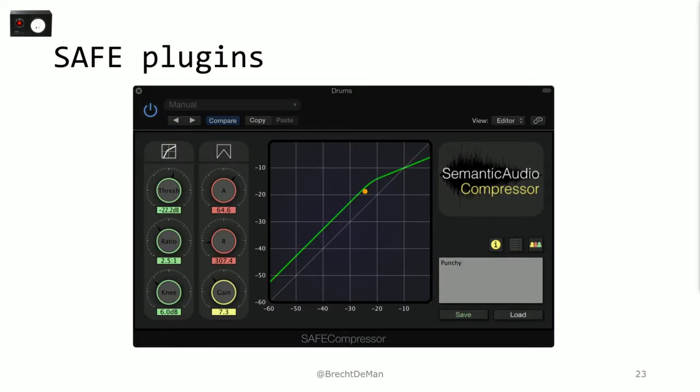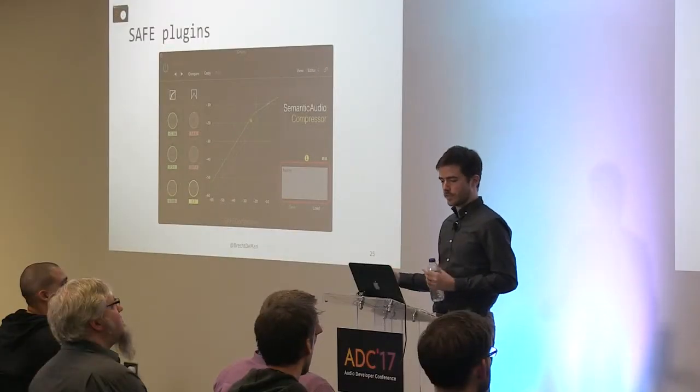And this is, for instance, a compressor where you'll find the traditional controls that you expect on a compressor, contrary to everything I've been saying so far. But then you also have a text box where you can describe what you're doing or what you've just done to the signal. In this case, you say, oh, I just made the snare drum punchy.